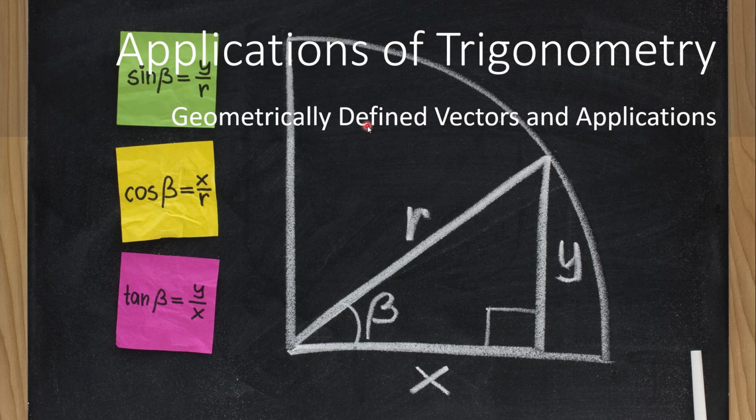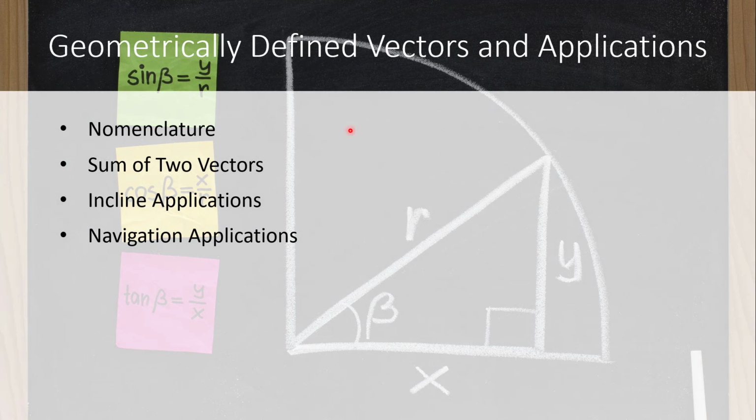Hi everybody, this video goes over section 3 of chapter 8, and here we are going to talk about the concept of vectors from a geometrical perspective. We will start off by introducing some nomenclature to you guys. Then we will talk about how to compute the sum of two vectors. We will use that to solve some incline applications and also to solve some navigation applications.